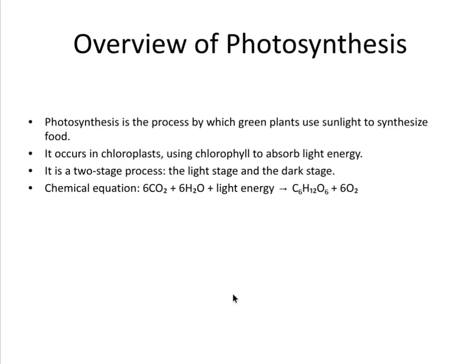Photosynthesis. Overview of photosynthesis. Photosynthesis is the process by which green plants use sunlight to synthesize food. So this is basically how plants make their food and get the nutrients to grow. It occurs in chloroplasts using chlorophyll to absorb light energy. It is a two-stage process, the light stage and the dark stage.